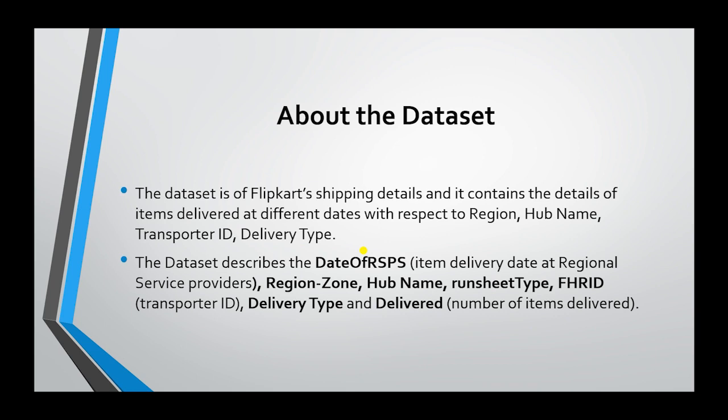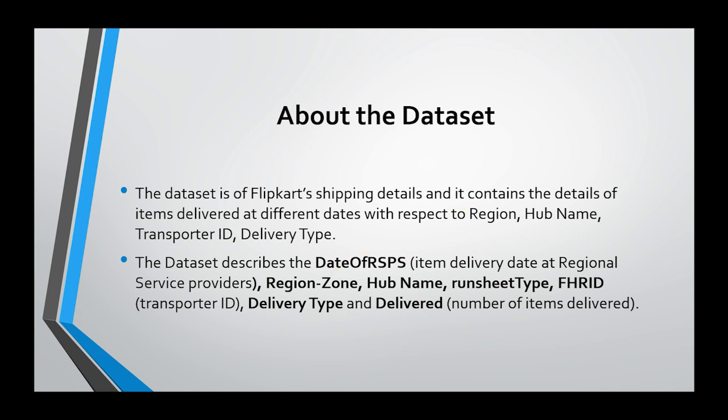The dataset describes the date of RSPS, that is item delivery date, at regional service providers. Then we have region zone, hub name, run sheet type, FHR ID, which is the transporter ID, the delivery type and delivered, that is the number of items delivered.